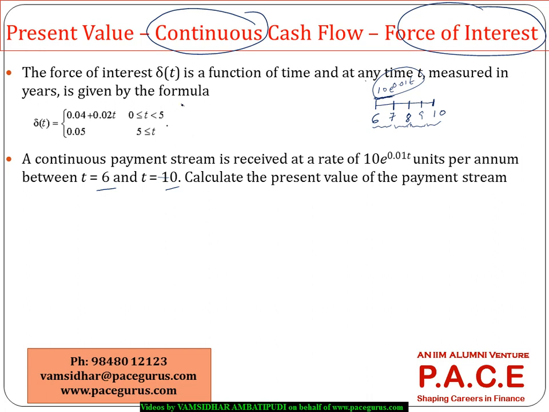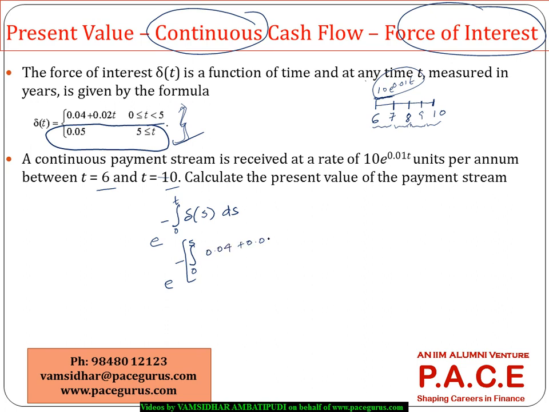If that is the case, and this is how the interest rates are behaving between 6 and 10, how do I typically find out the present value? Between 6 and 10 means the whole period falls only into this force of interest. So first of all, I look at the force of interest, which is nothing but e power minus integral 0 to t delta s ds, which I have to apply. So it comes out as e power minus integral 0 to 5 of 0.04 plus 0.02 s ds, plus integral 5 to t of 0.05 ds. This is what comes out.